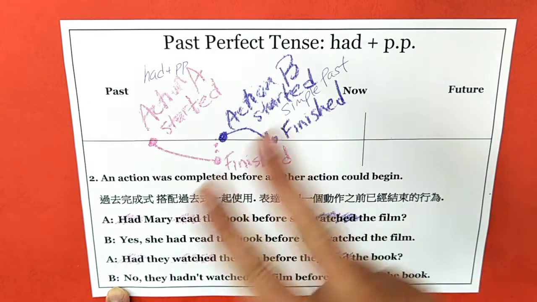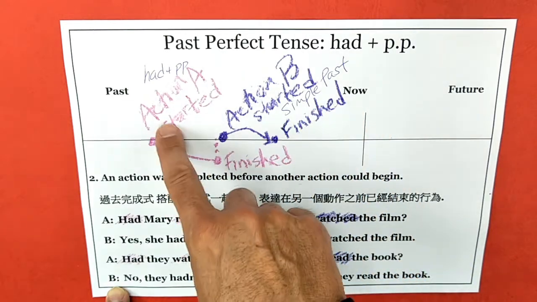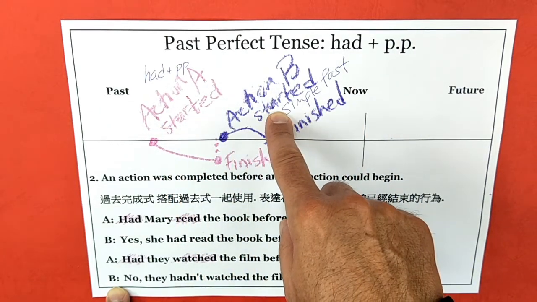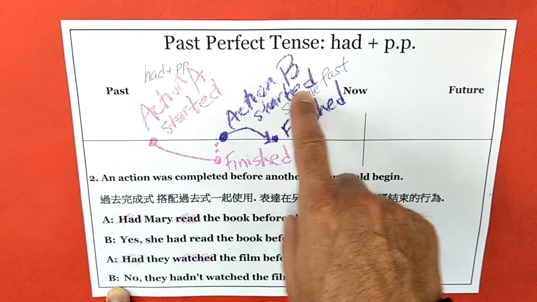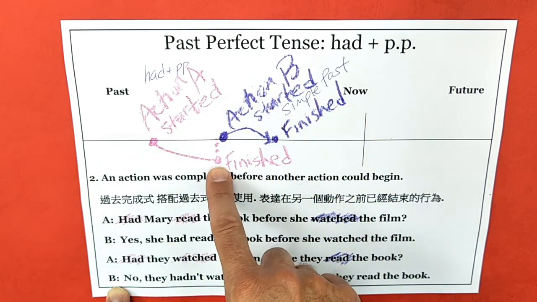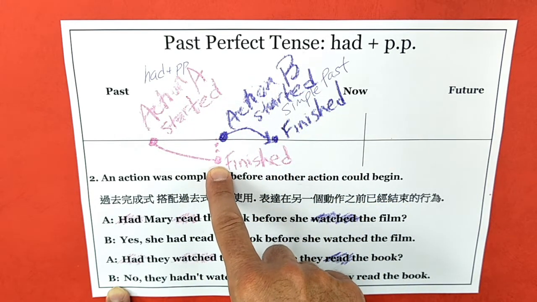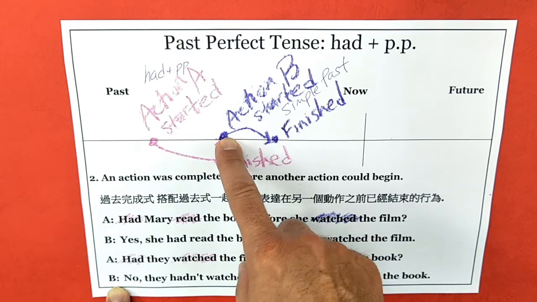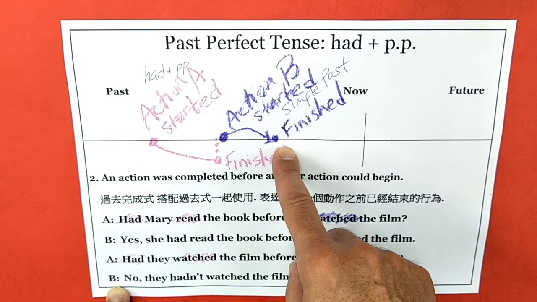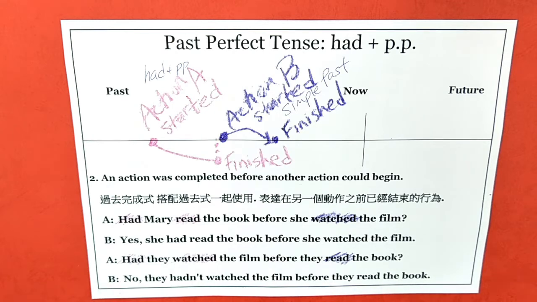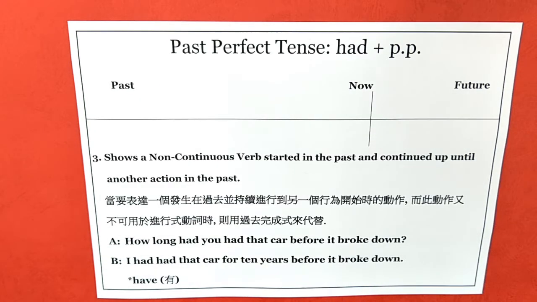Again, two things are happening. Two actions. Action A, action B. Action A started, it finished. As soon as action A finished, action B started, and action A then finished. All of this in the past. Okay, past perfect tense, had plus PP.